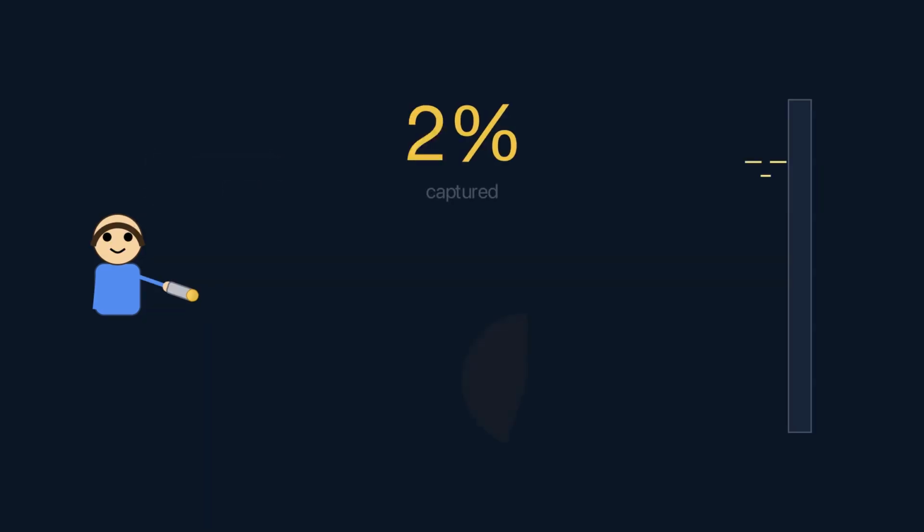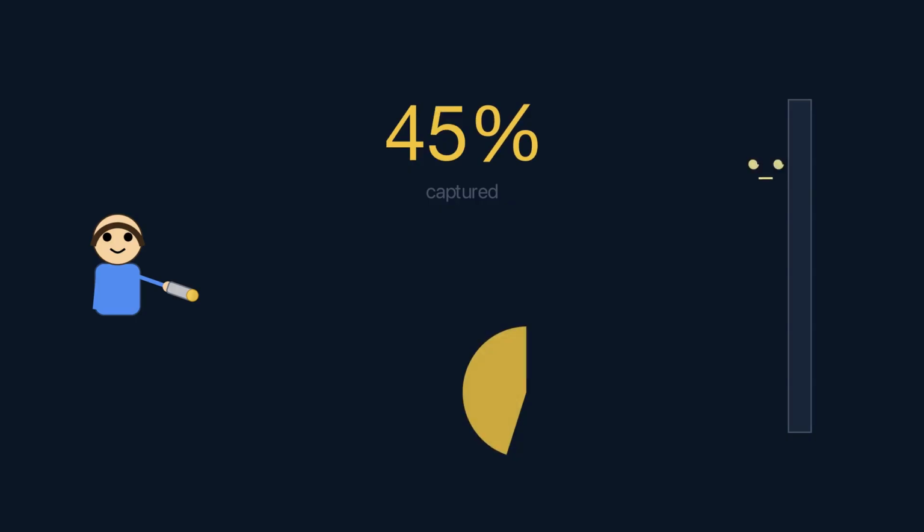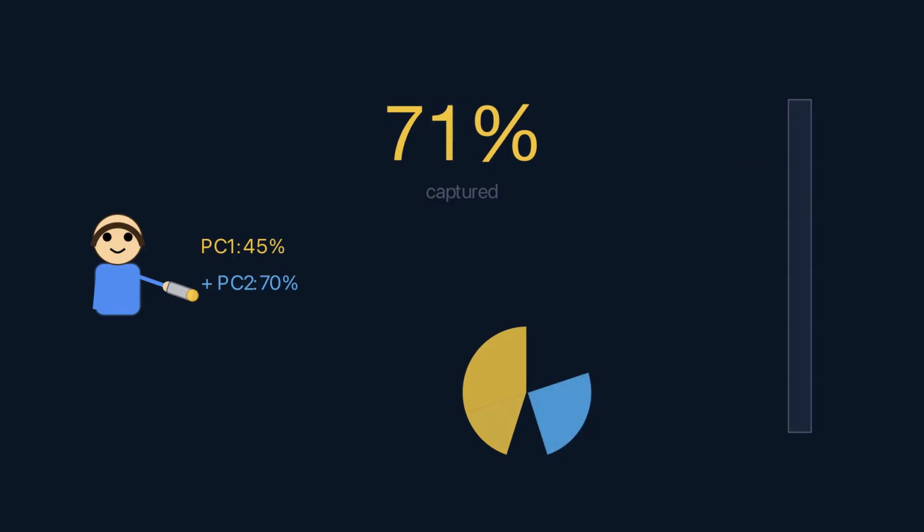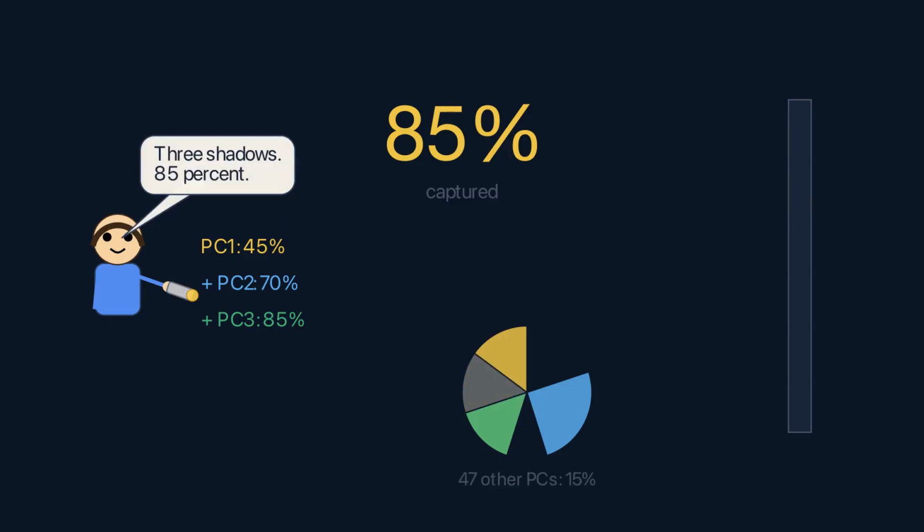PC1 captures 45% of the total variance in the data. PC2 captures 25%. Together, 70%. Add PC3 at 15%, 85%. 3 shadow dimensions capture 85% of the information from 50 original dimensions. The other 47 dimensions collectively contribute only 15%, mostly noise. The cumulative variance plot shows this, a curve that rises steeply at first, then flattens. When the curve reaches 90%, you know how many PCs you need.